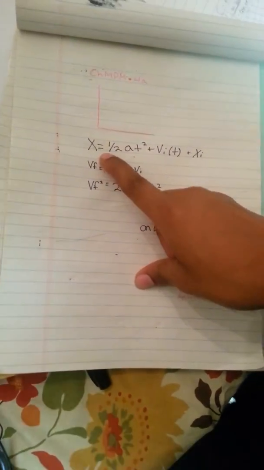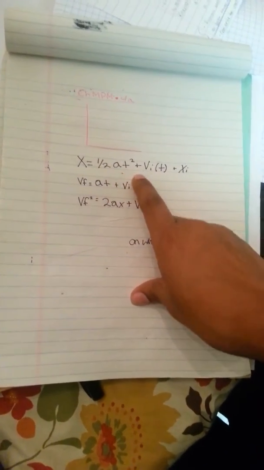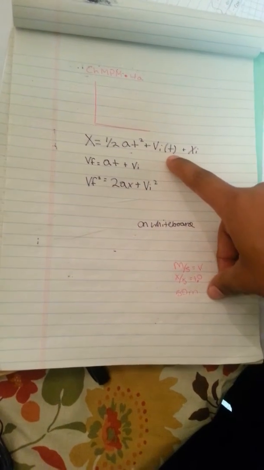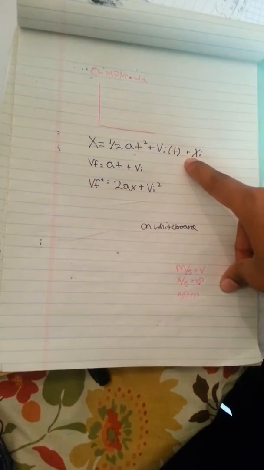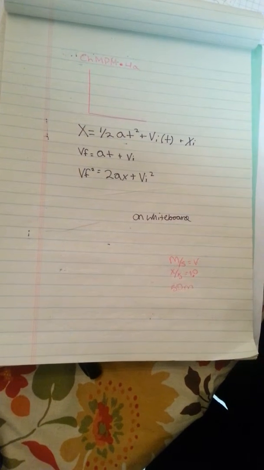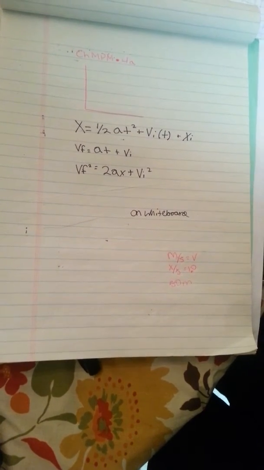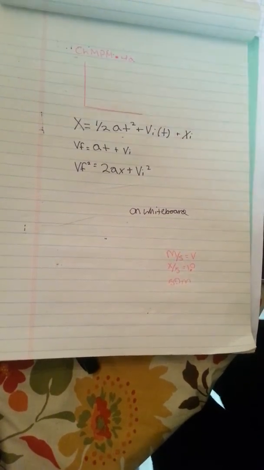The three kinematic equations that we used in class are: position equals 1/2 times acceleration times time squared plus initial velocity times time plus initial position. Final velocity equals acceleration times time plus initial velocity. Final velocity squared equals 2ax plus initial velocity squared.